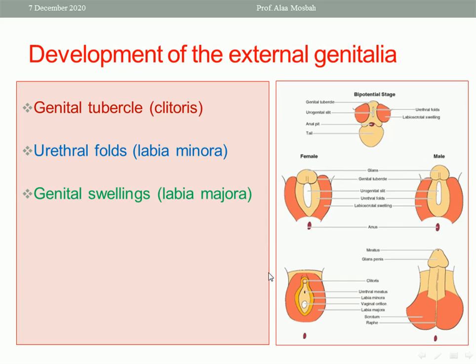Okay, so the genital tubercle forms the clitoris, and the homologue in the male is the penis. And the urethral folds form the labia minora, and the homologue in the male is the penile urethra. And the genital swellings, this one and this one, will form the labia majora in the female, and in the male will form the scrotum.